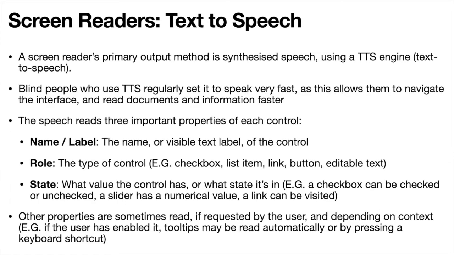The text-to-speech of a screen reader reads 3 important properties of each control it reads, and that is the name of the control itself, i.e. what the control is labelled as, the role of the control, which describes what kind of control it is. Is it a checkbox? Is it an editable text field? Is it a combo box containing selectable items? Is it a list view? Is it a link on a web page? And the state of that control. For example, is a checkbox checked? What does a text field have written inside it? Is a link visited? Things like that.